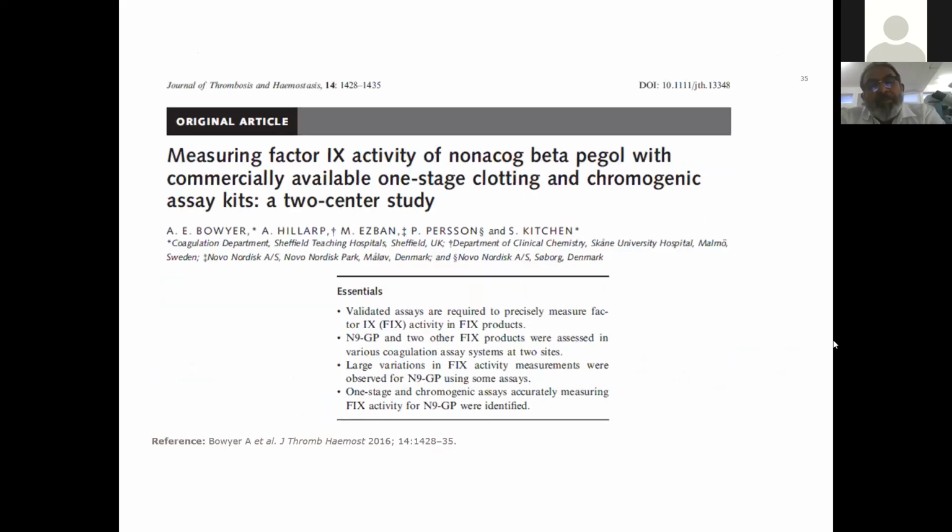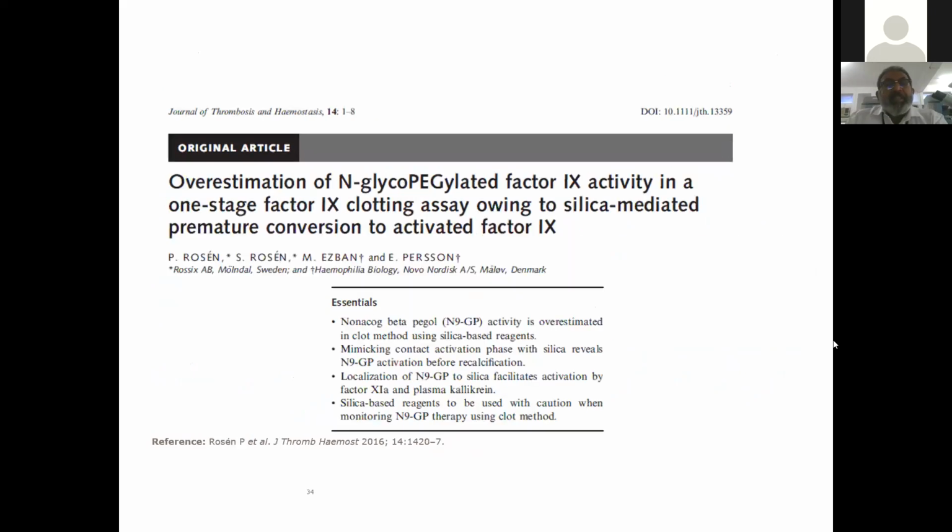So the same problem happened with extended half-life products related to factor 9. There was overestimation of the pegylated factor 9 activity, and we saw that it is because of co-localization on silica particles of the enzyme as well as the factor 9.